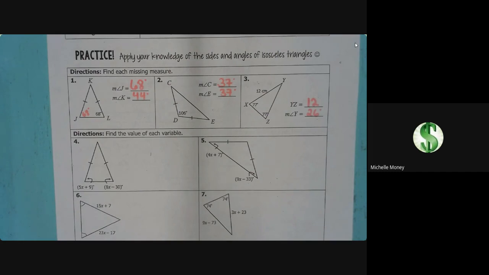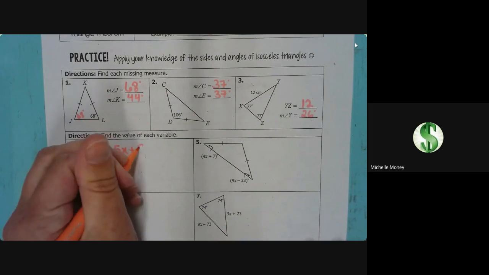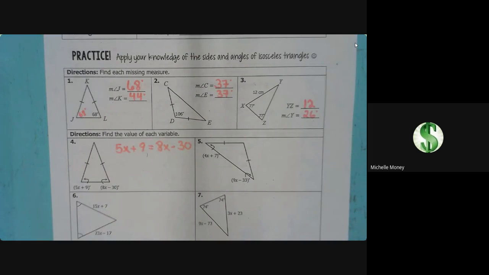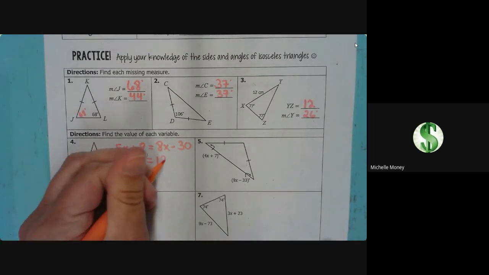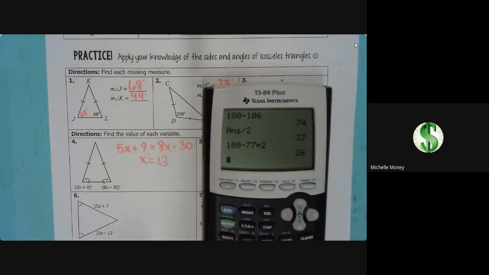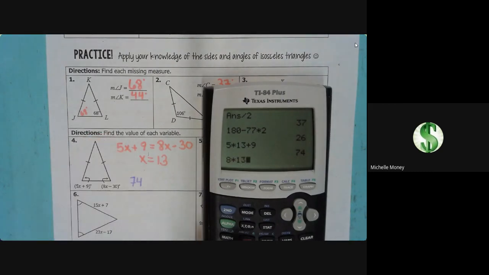So, all right. So now we won't do all these, but we'll get into algebra. Number 4, those base angles are going to be congruent to each other. And then we can go ahead and solve for x. X equals 13. They asked us to solve for x. They may ask you on the back to solve for the angles. 5 times 13 plus 9 would be 74. 8 times 13 minus 30 would also be 74.